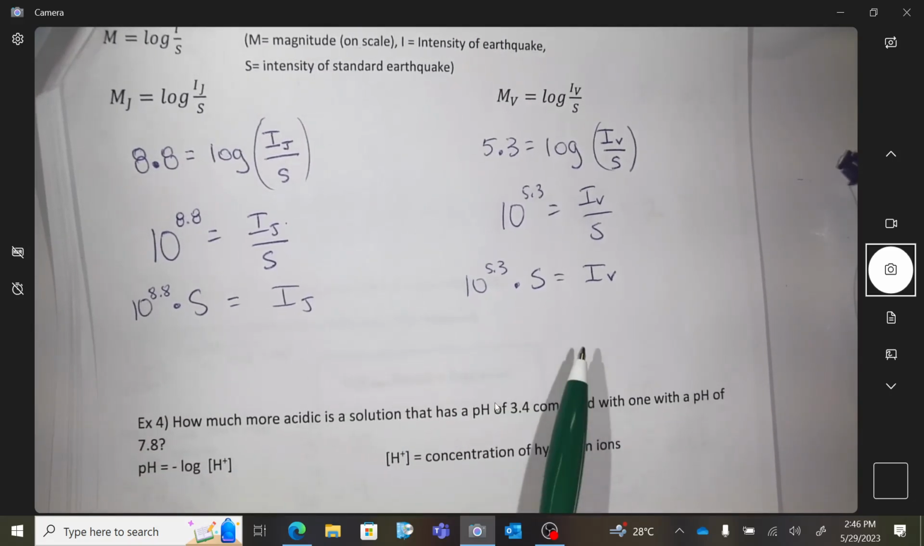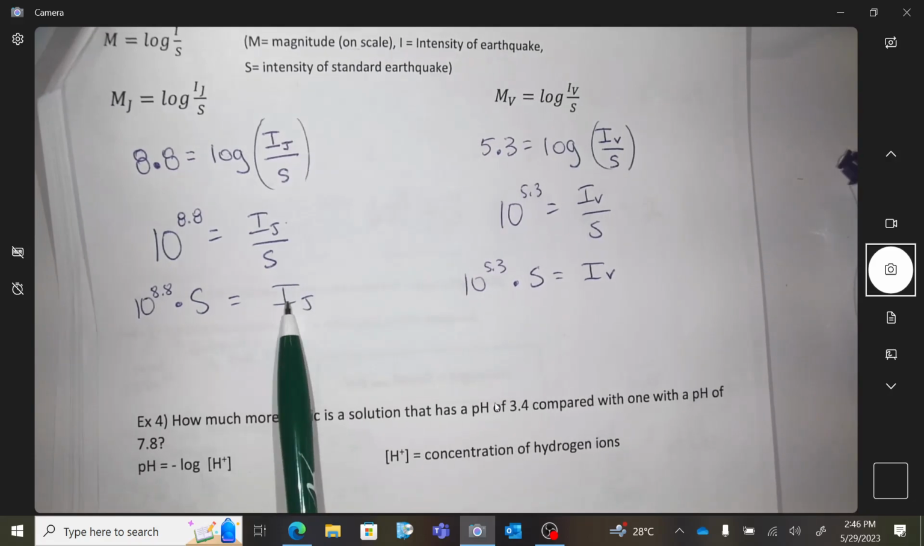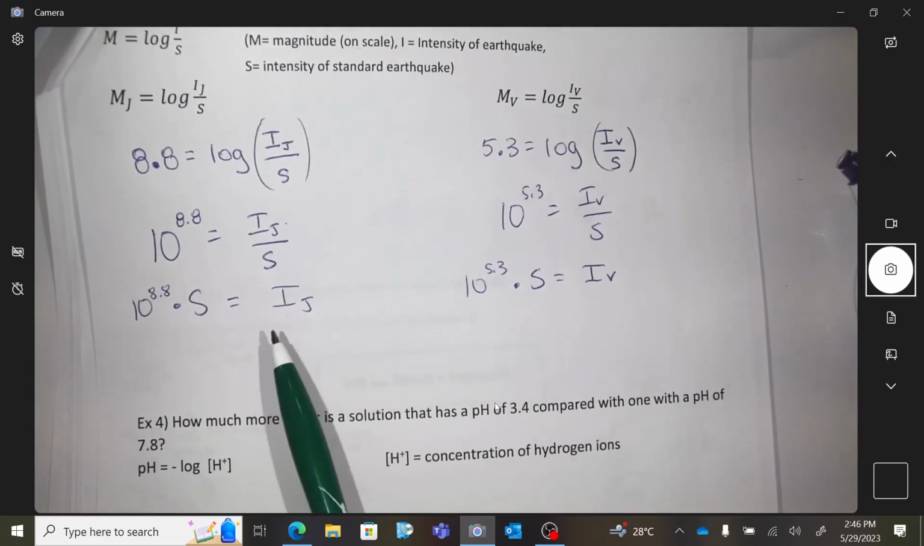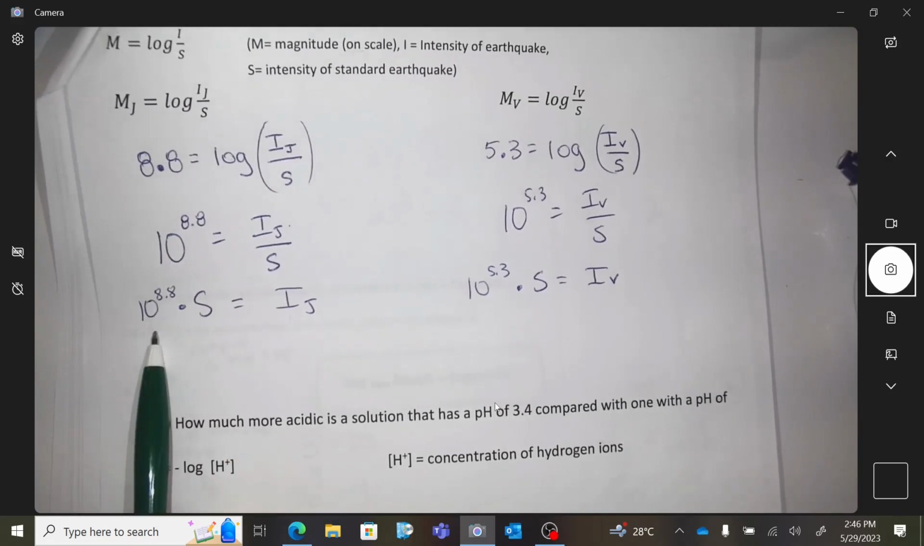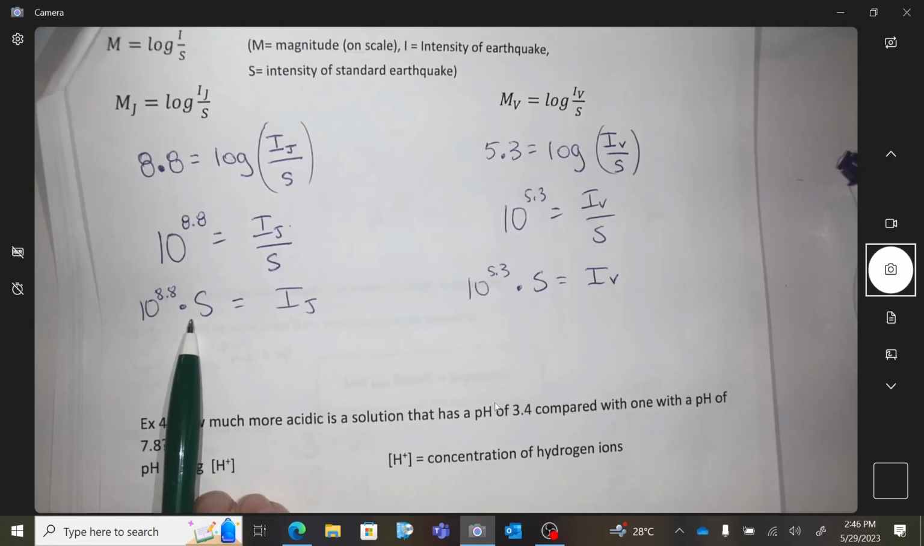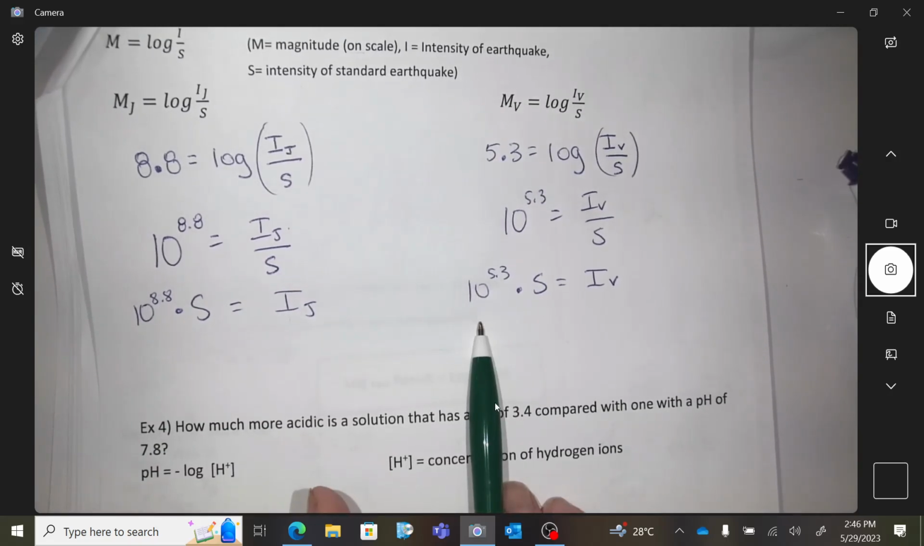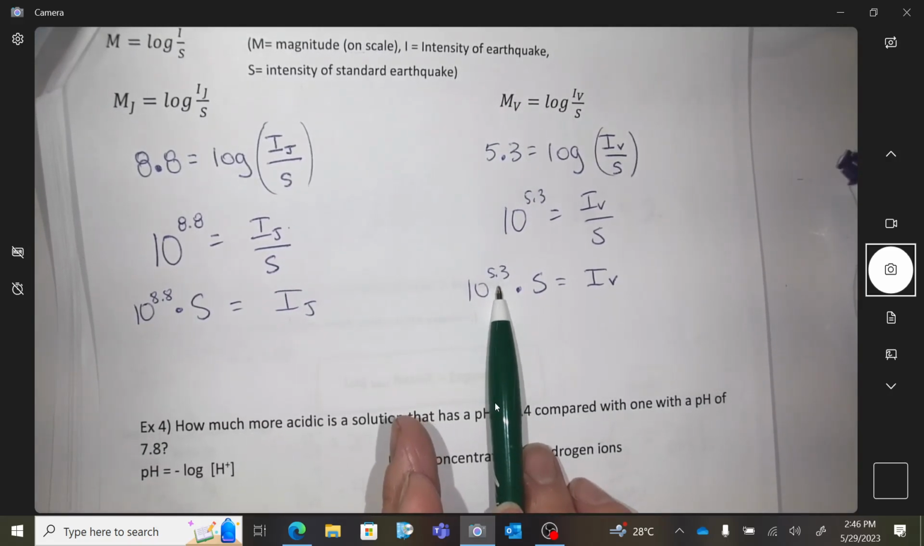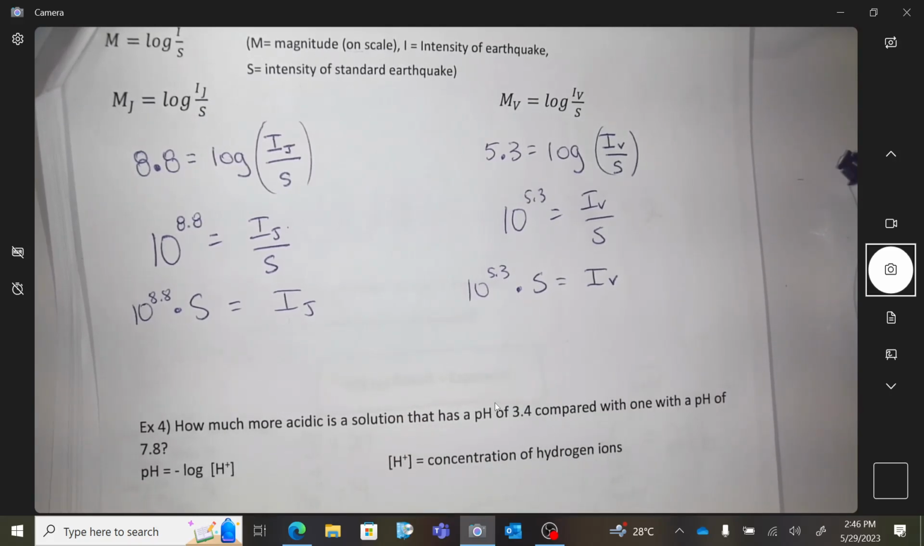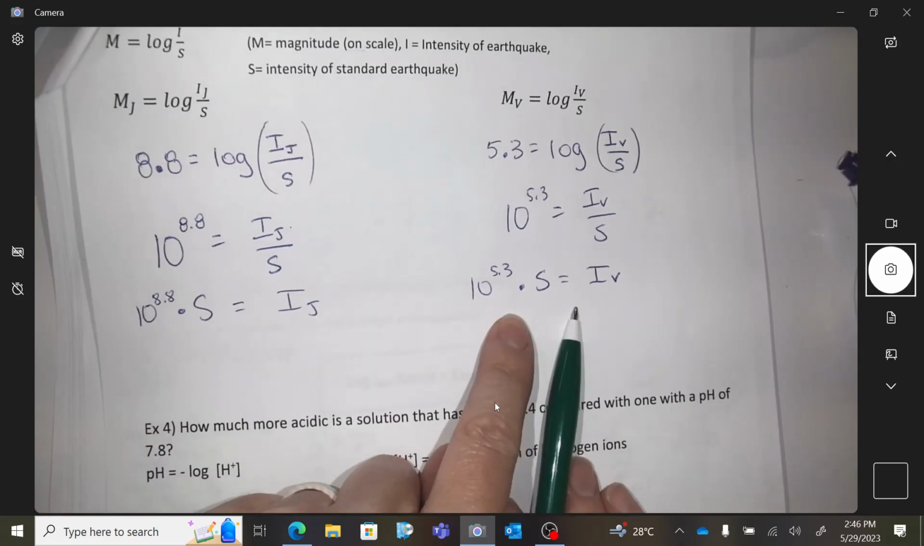So here's where I'm going. How much more intense is this one than that one? So I need intensity. The intensity on this one is 10 to the 8.8 times more than the standard, and this intensity is 10 to the 5.3 times more than the standard. So how much more intense is Japan's than this?